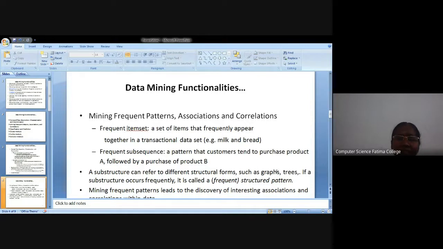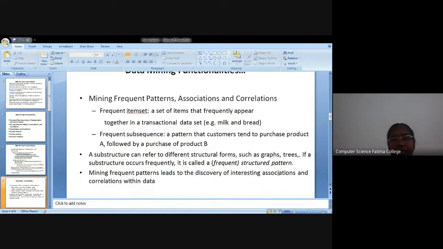Structure, in the sense that these are the ways we are going to mine patterns: frequent itemset analysis, frequent subsequence analysis, and substructure analysis. A substructure refers to different structural forms, maybe in the form of graphs or trees. If a substructure occurs frequently, it is called a frequent structured pattern, because ultimately we are finding interesting patterns. Many frequent patterns lead to the discovery of interesting associations and correlations within the data.